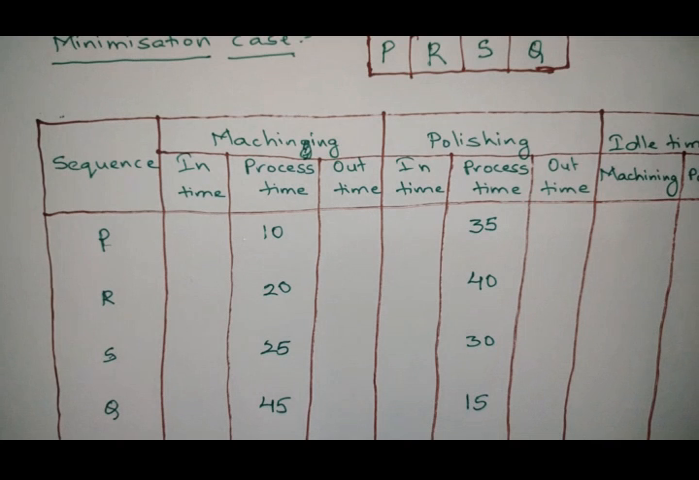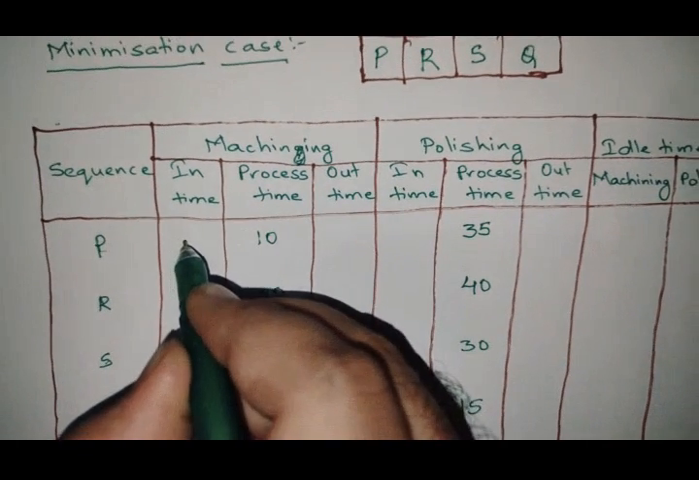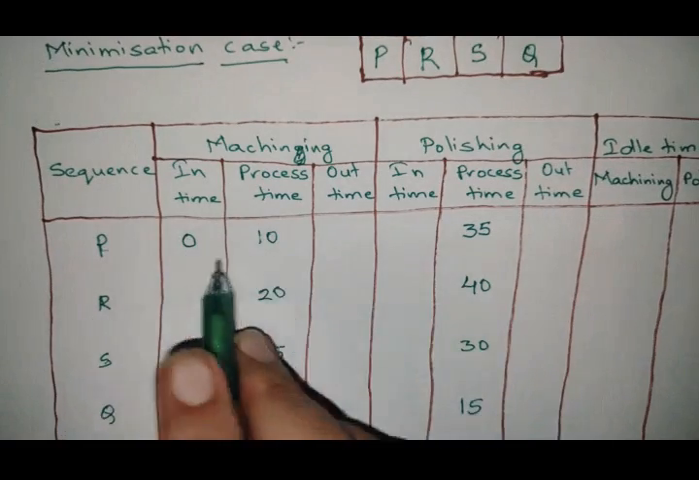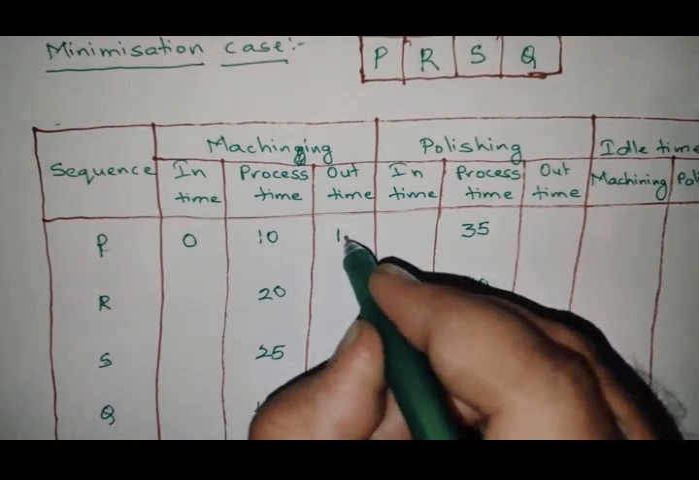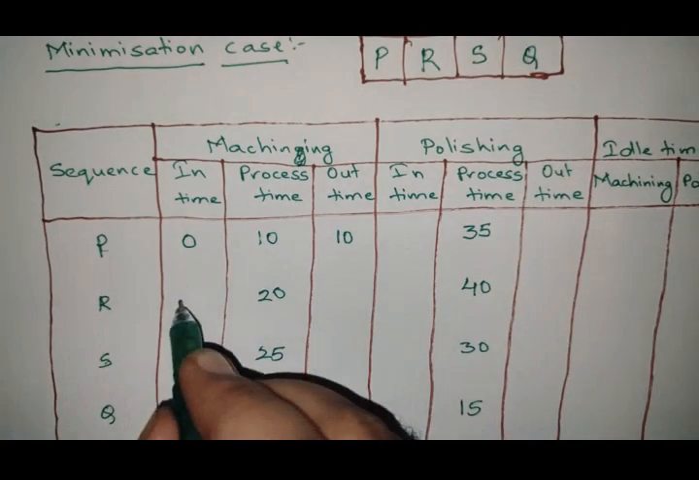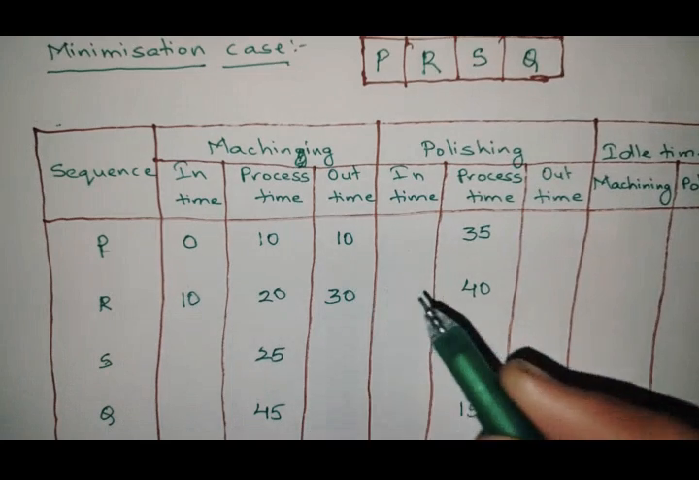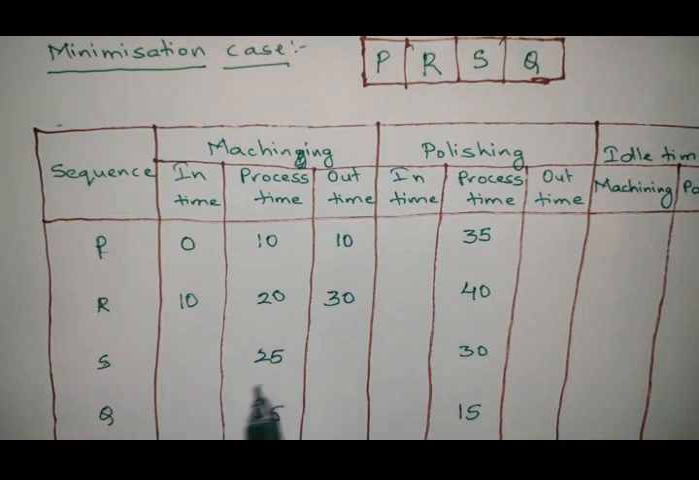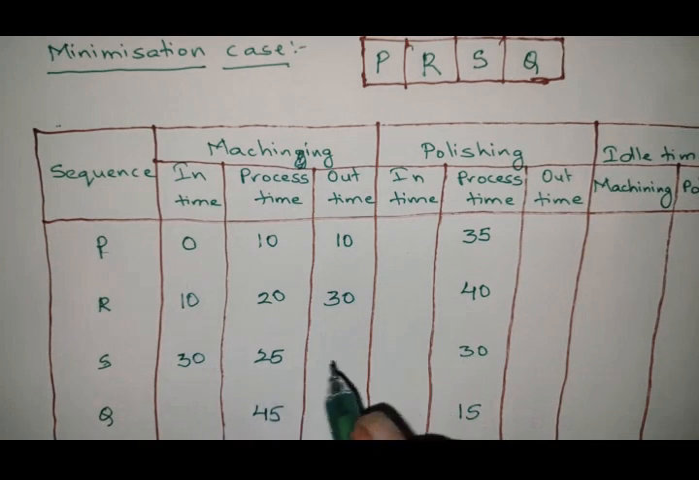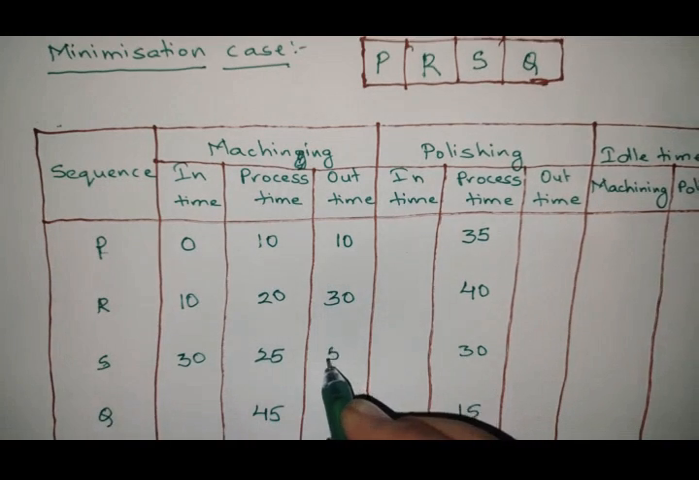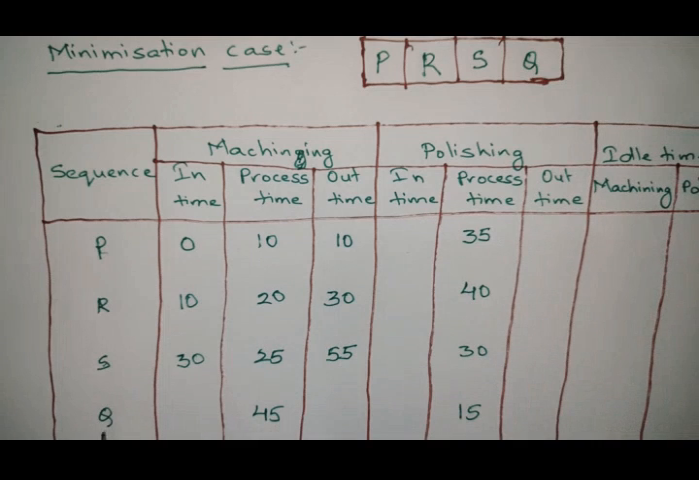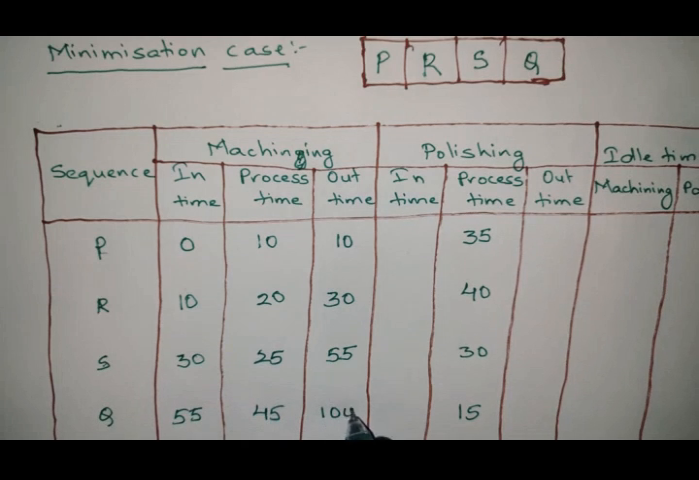the idle times. So first in time will be 0 and out time will be 0 plus 10, 10. And then the in time for job R is 10, out time will be 10 plus 20, 30. And in time for job S is 30 and out time will be 30 plus 25, 55. And then for job Q, the in time is 55 and out time is 55 plus 45, 100.